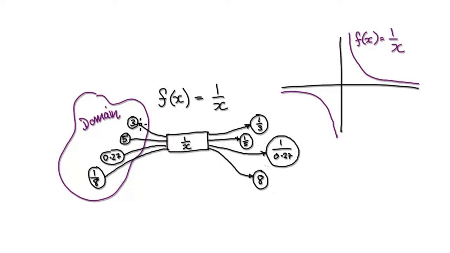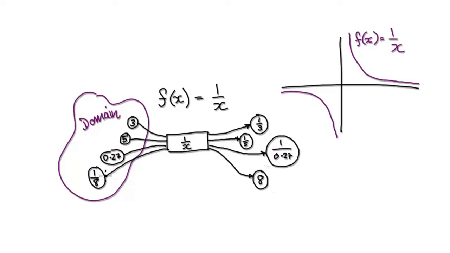You input a number, let's say you input 3, well you would put 3 into here. So that would give you 1 over 3. So if you put a 3 into the machine, it will spit out this number 1 over 3. If you put in a 5 into this machine, it will spit out the number 1/5. Or if you put in 0.27, then it will spit out the number 1 over 0.27.